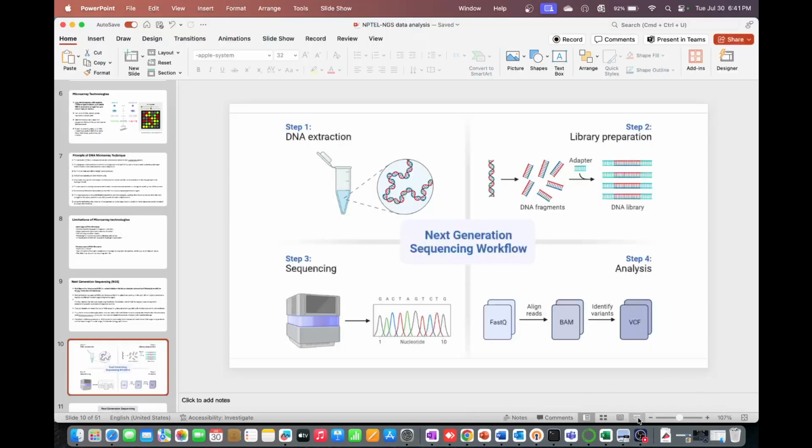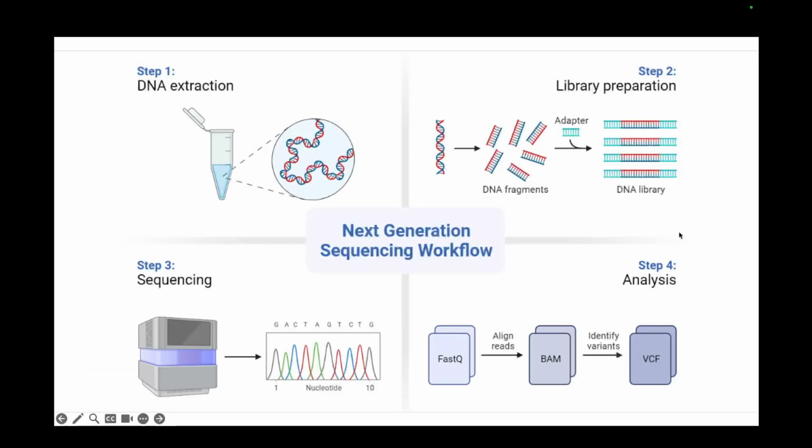Yeah, okay. So this is a general workflow of how next generation sequencing works. There are four major steps. So first is the DNA extraction. You extract the DNA from the cell, and then you prepare the library. So you fragment the whole DNA molecule into smaller pieces.